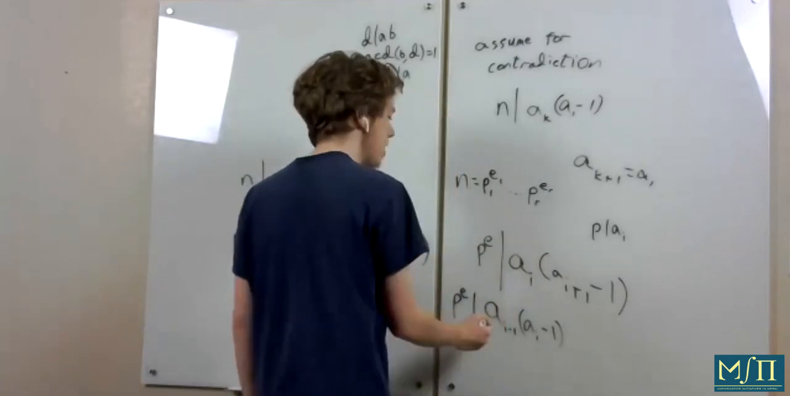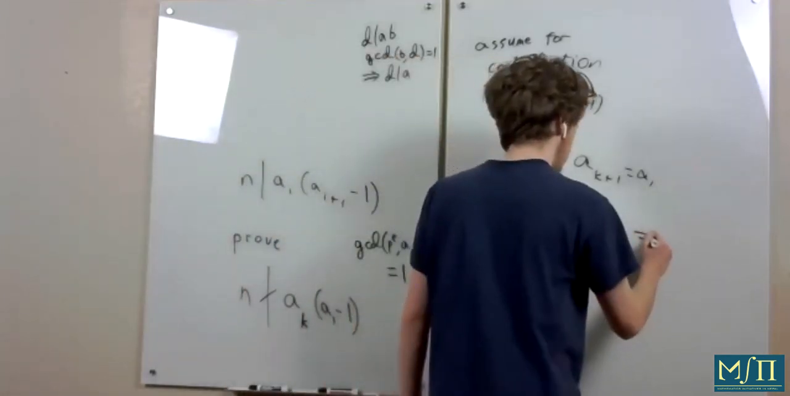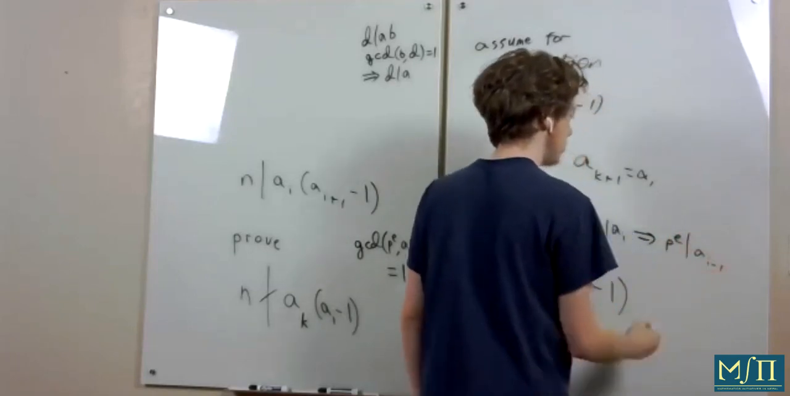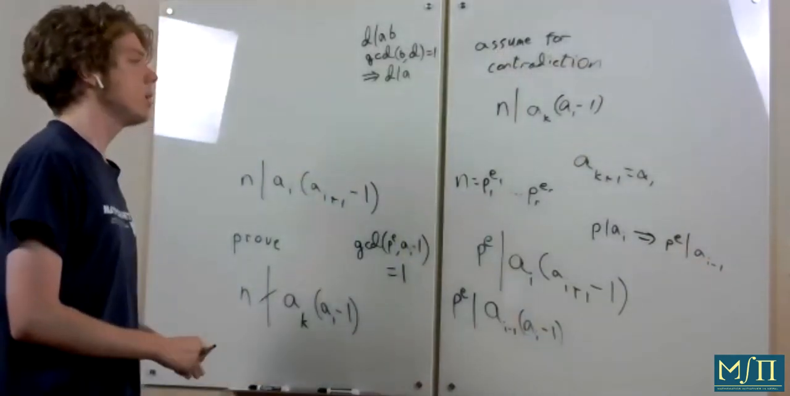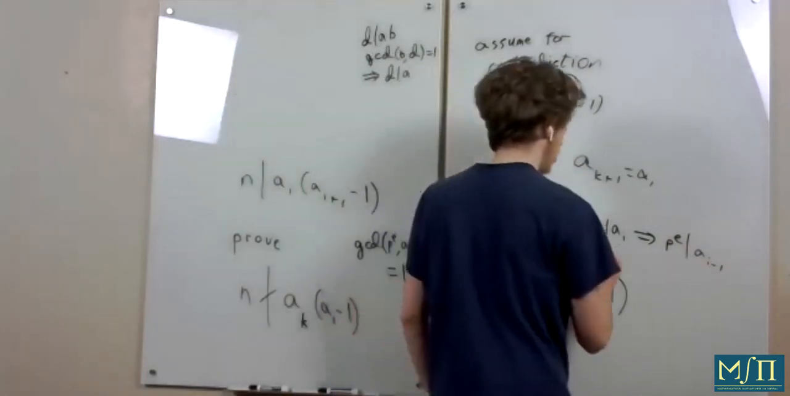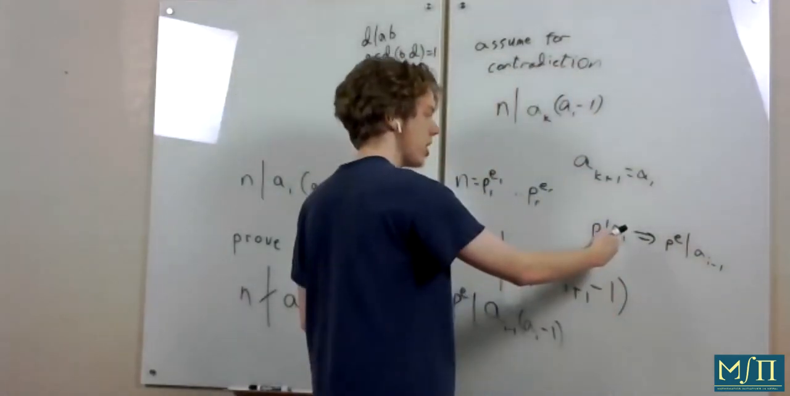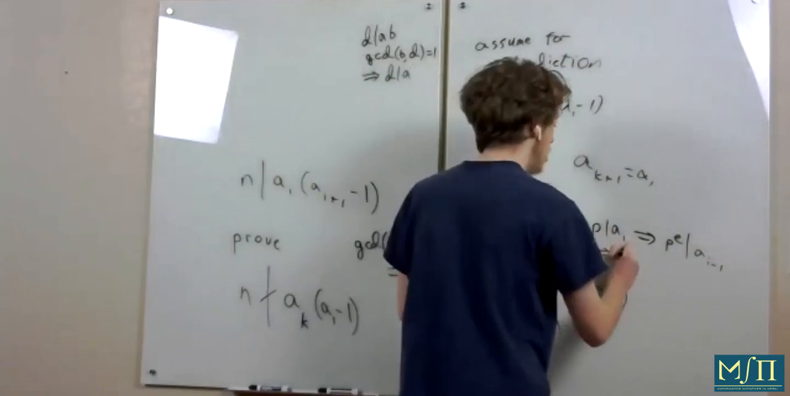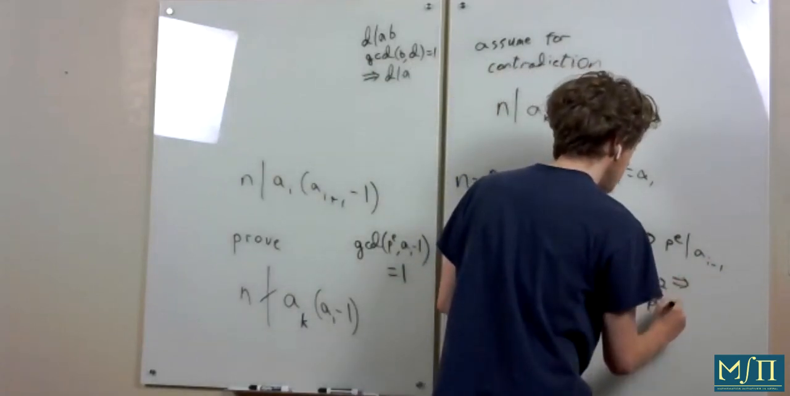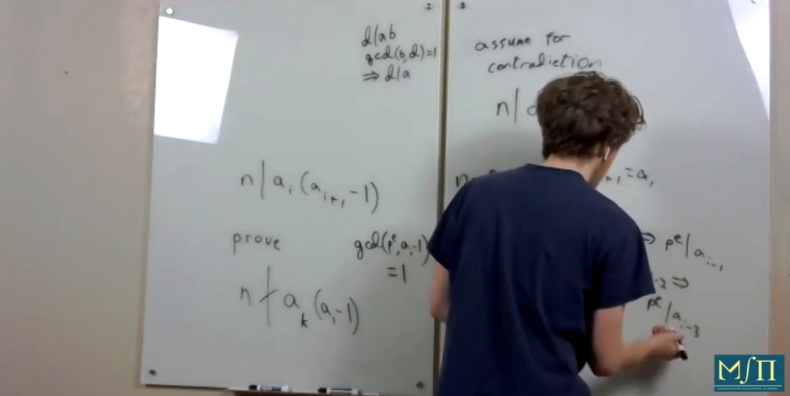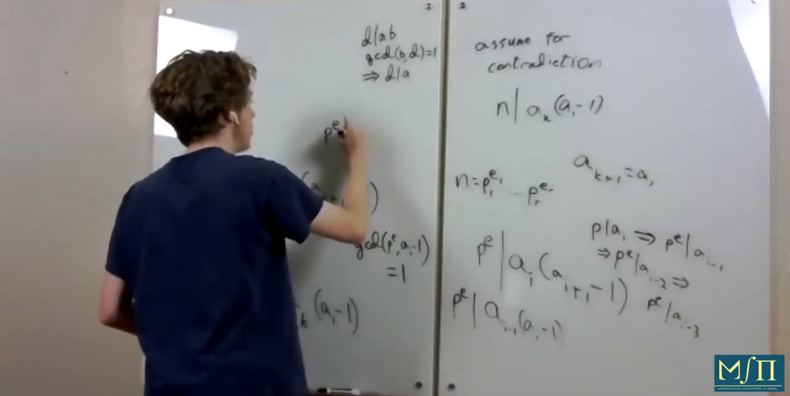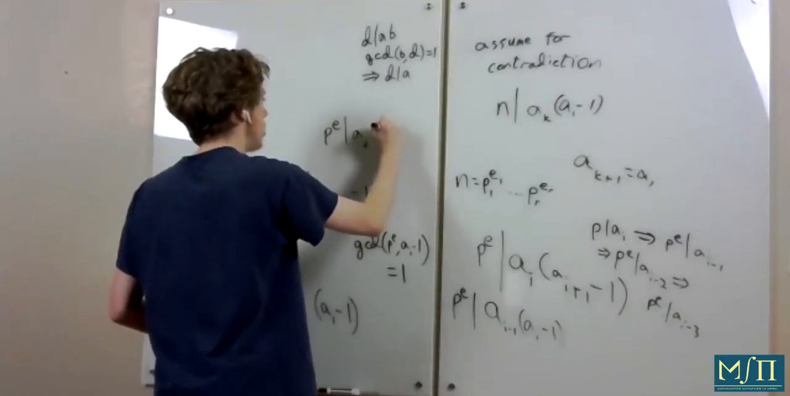Meaning, by this, that p to the e divides a sub i minus 1. But in particular, this means p divides a_i minus 1. So we can do the same argument, replacing i with i minus 1, and get that p to the e divides a_{i-2}. And then you keep going. It divides a_{i-3}, it divides a_{i-4}, and eventually you get that p to the e divides all of them for all j.